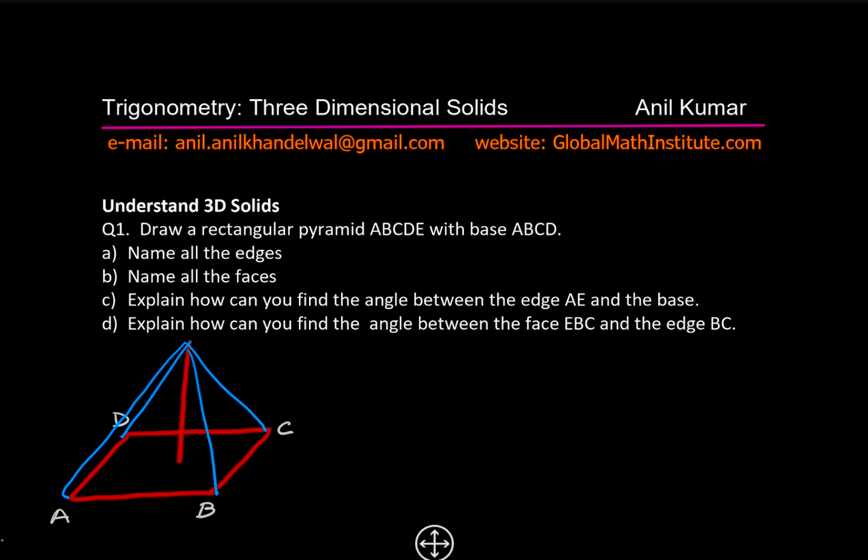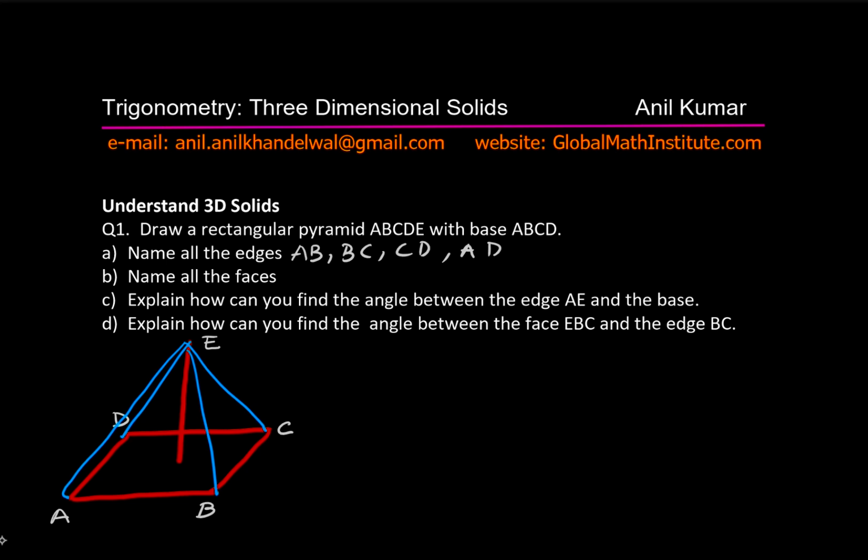Now, the question here is that we need to name all the edges. These straight lines are actually the edges. So let me name the vertex E, and then we'll write down the edges. So first we have these four edges on the base itself, which are AB, BC, CD, and AD, right? So these are the four edges on the base, and then four from the vertex.